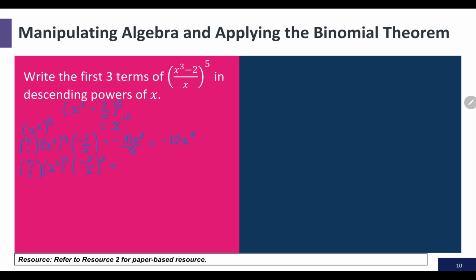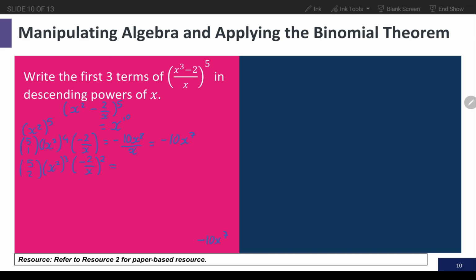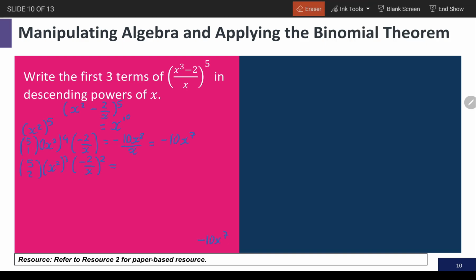So you see, this is a bit of a step up now. Okay, the next term, I think my calculator is going to go over my writing here. Let me just make a mental note of minus 10 x to the 7, because I'm just going to rub that out. If you've got the space to write this out, you'll be doing really well. Okay, the next term, then.